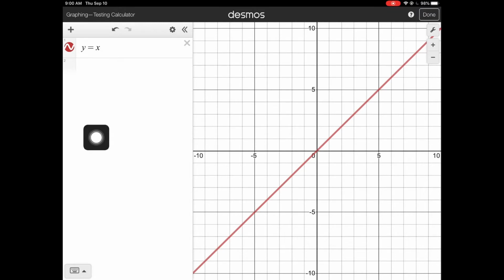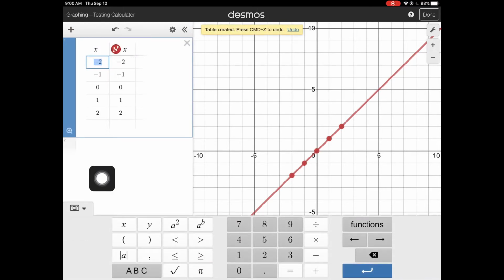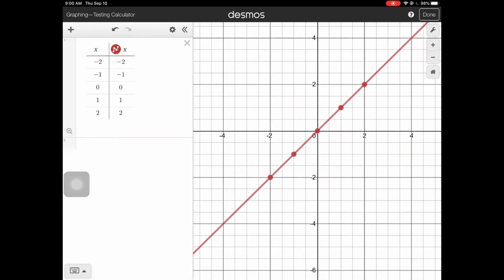Well, to get points from Desmos, you would actually use this table right here. You can click on this little gear icon, and it'll give you the option to create a table. And when it creates that table, it uses the same x values I used, and then gives you the same y values. So you're going to get -2, -2, -1, -1, and so on. You'll notice there's 5 points on this graph.